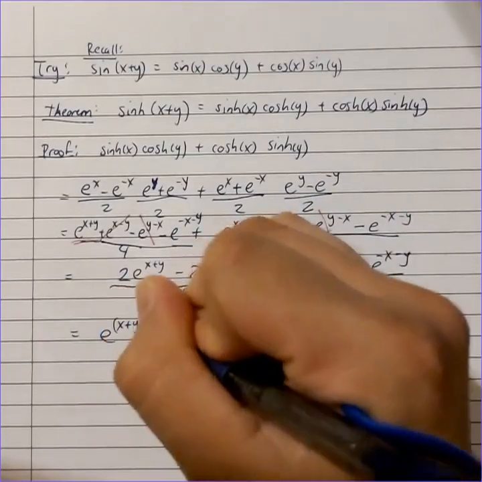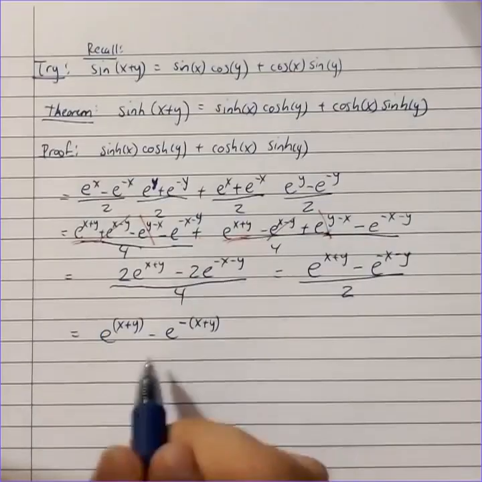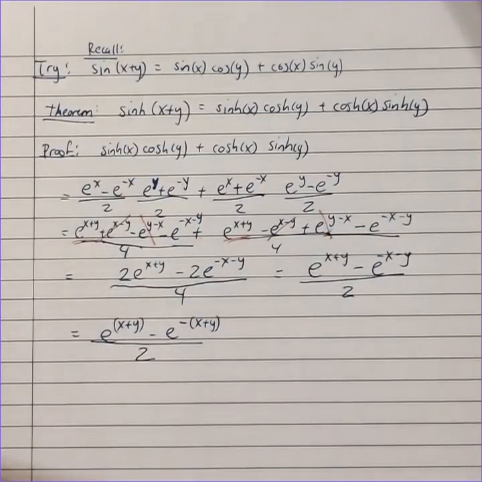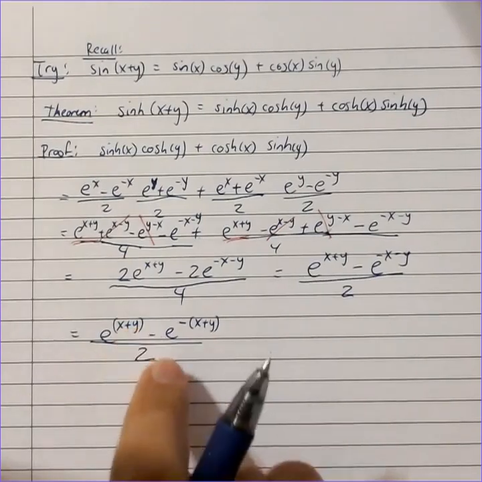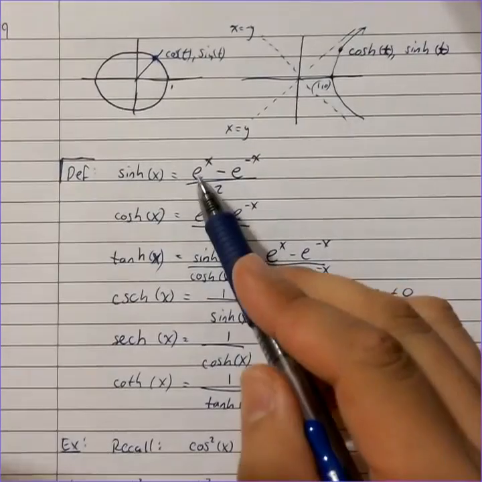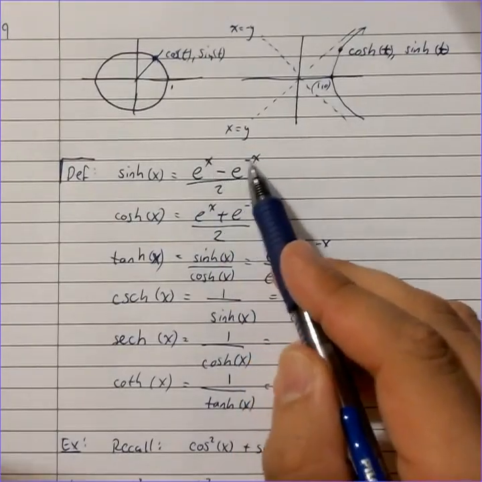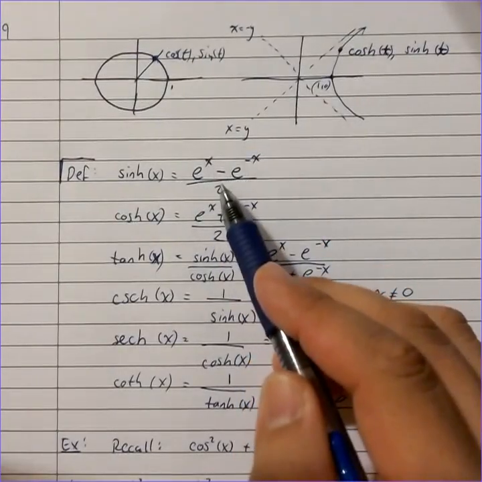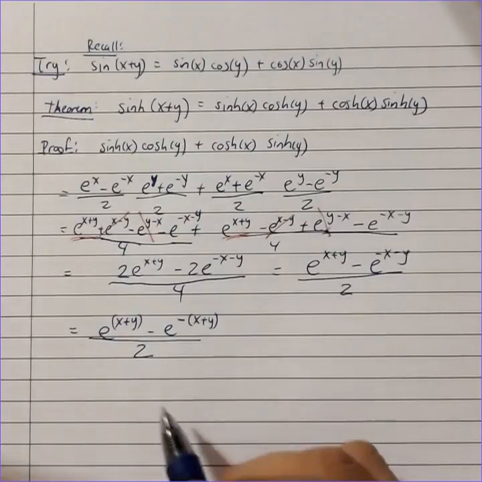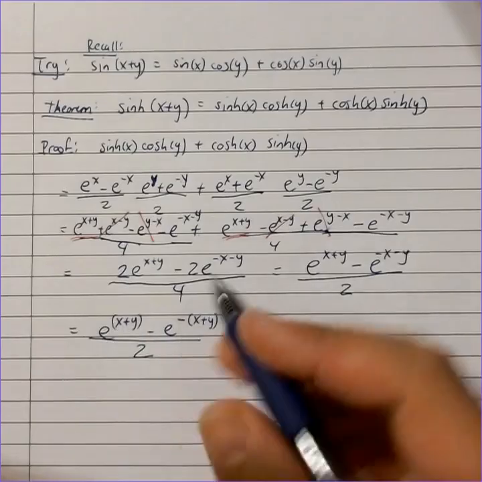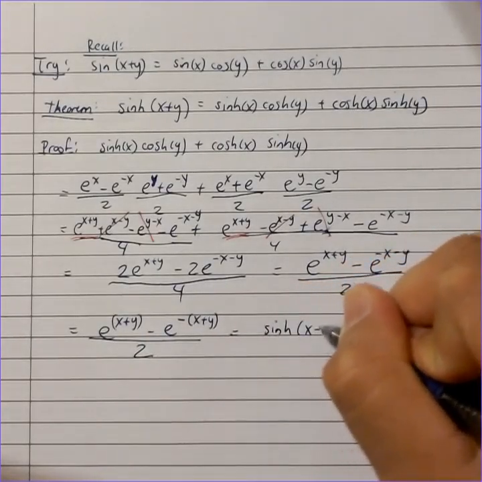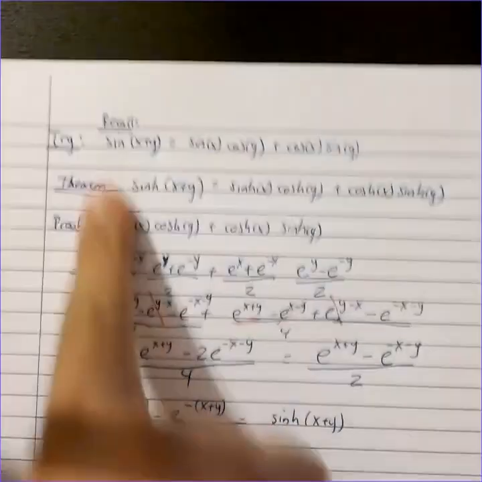I'm going to go ahead and put that one in parentheses as well, just to keep them both looking the same, over 2. Oh, but look, that is e to a power minus e to the minus that power over 2. That's going to be the sinh of that power. So we end up with the sinh of x plus y, which is what we were trying to prove.